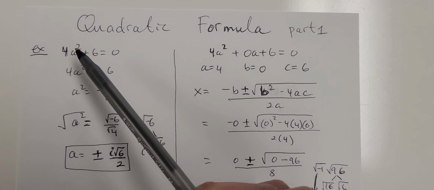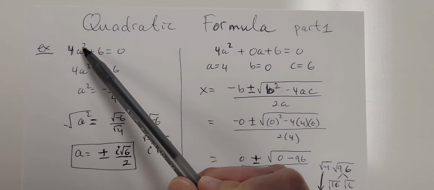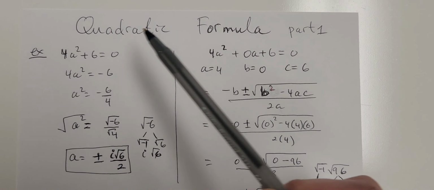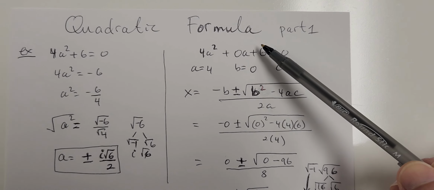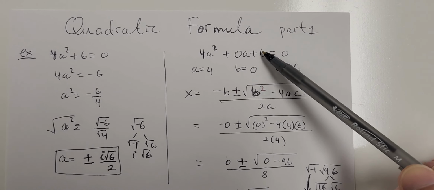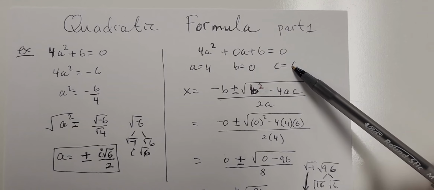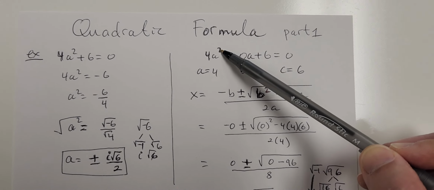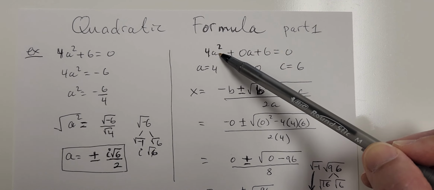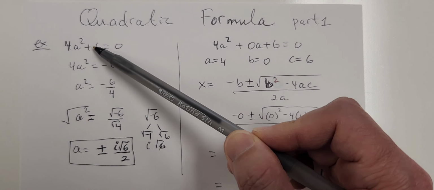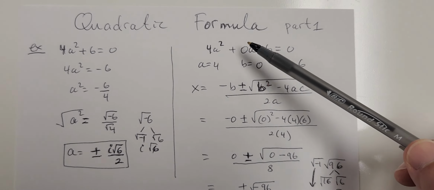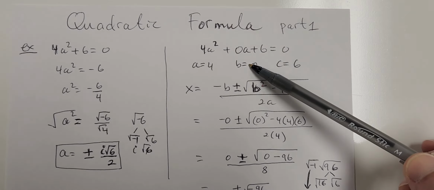Again, the original problem is 4a squared plus 6. Since 6 has no variable, it is in the back, and that is my C. The 4a squared, because it is the first term, is A. But because there is no middle term, that will become our B.